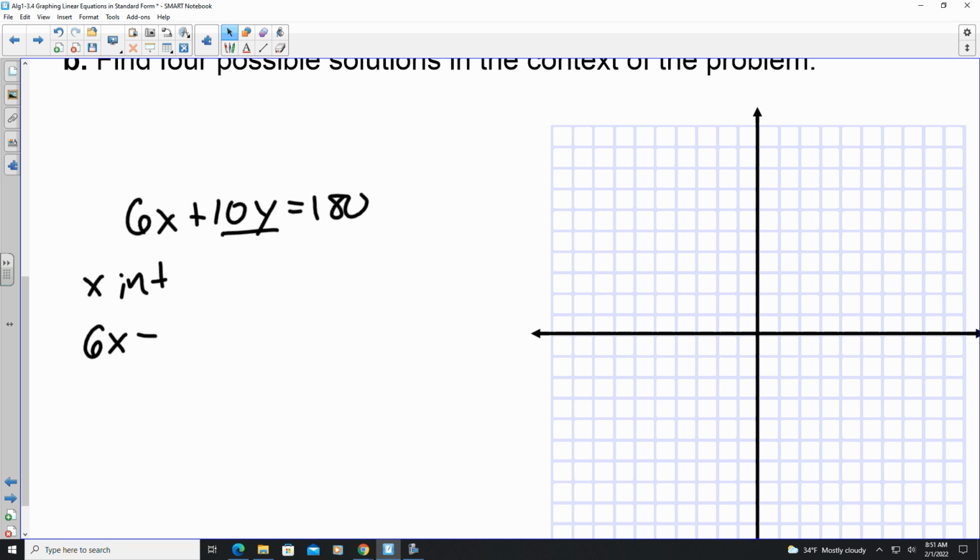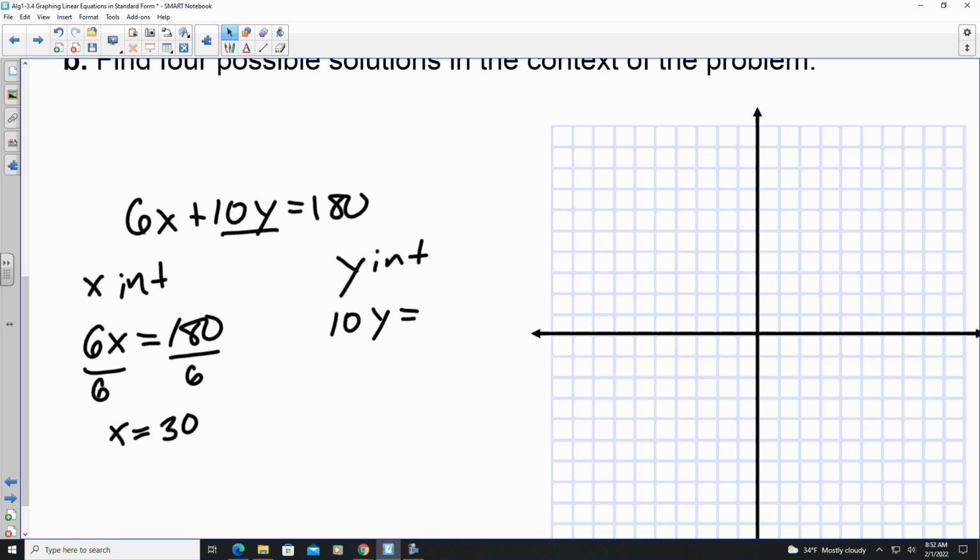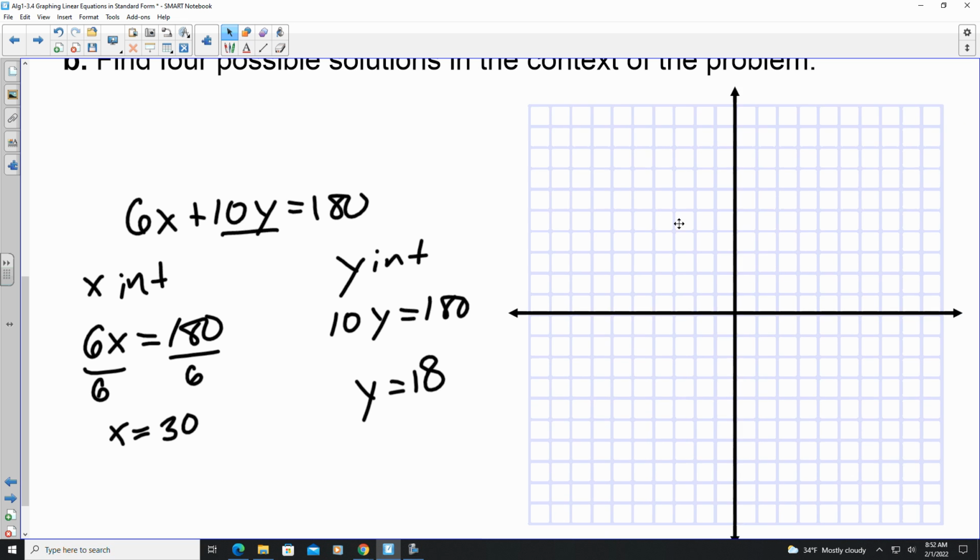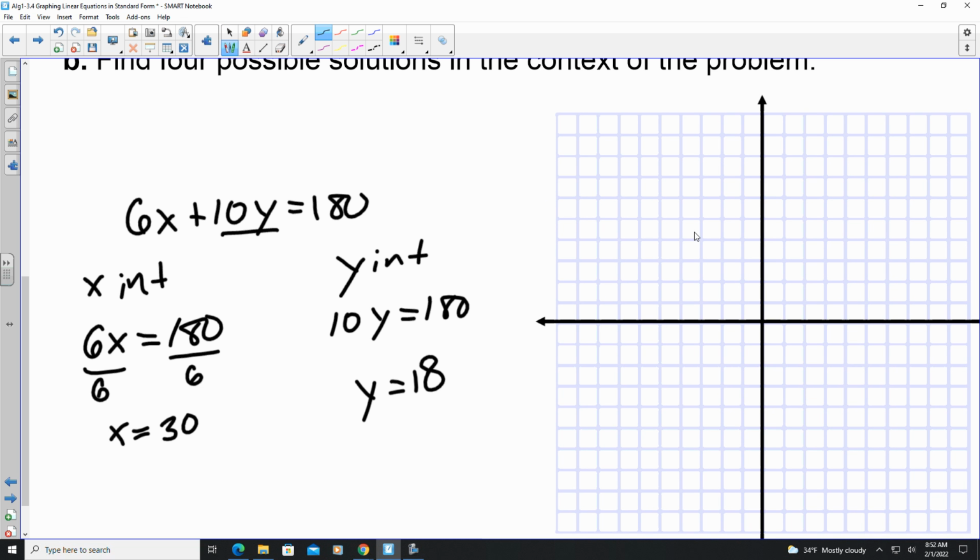So essentially it's 6x is equal to 180. I divide both sides by 6, and I get x is equal to 30. For the y-intercept, I have 10y is equal to 180 because I set x to 0. And 180 divided by 10, y is equal to 18.